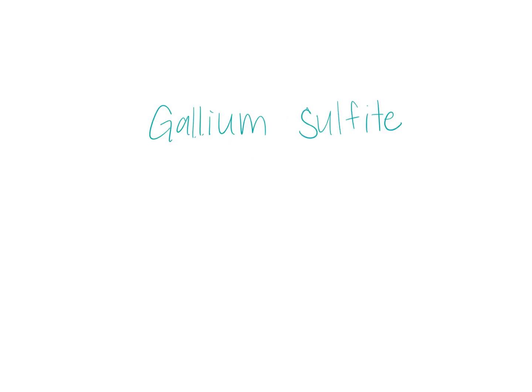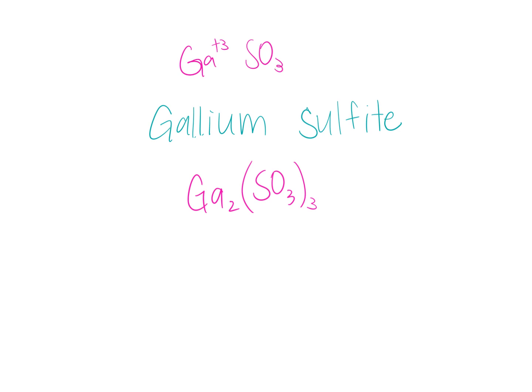Okay, try this one on your own. Write it out with its charge, then see if we need to crisscross. Ga2(SO3)3. Agreed? Is that what we had? Because gallium was plus 3 and sulfite was SO3 minus 2, so we do our crisscross and that's what we get.